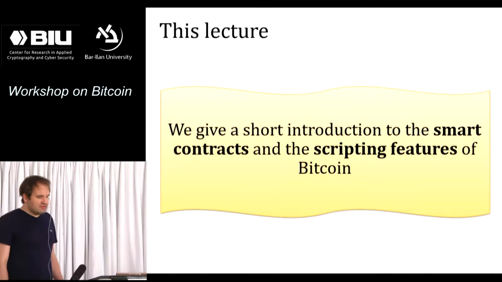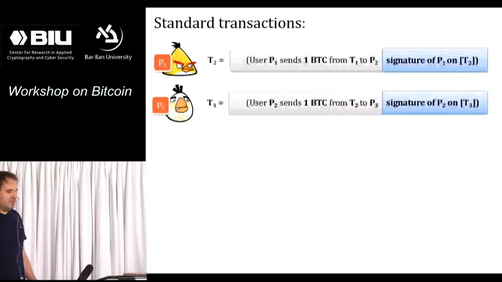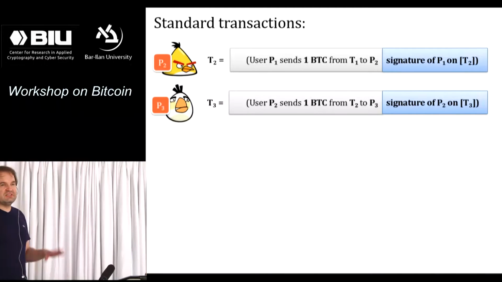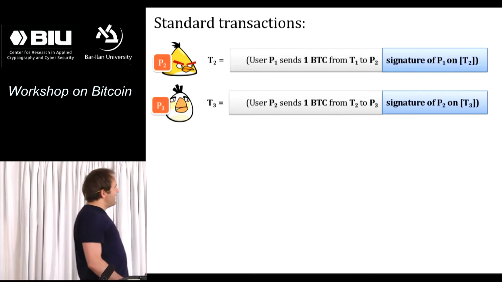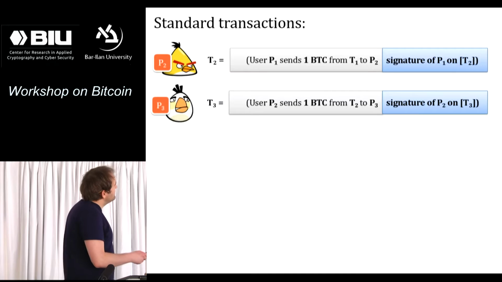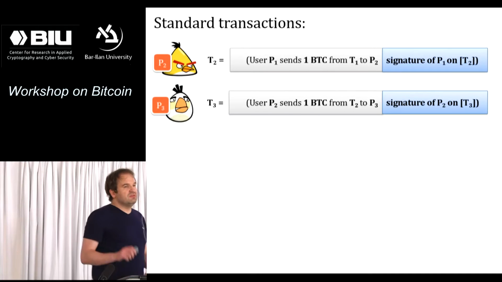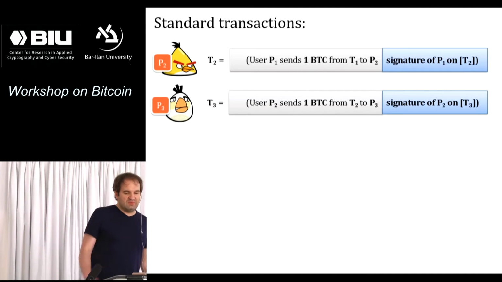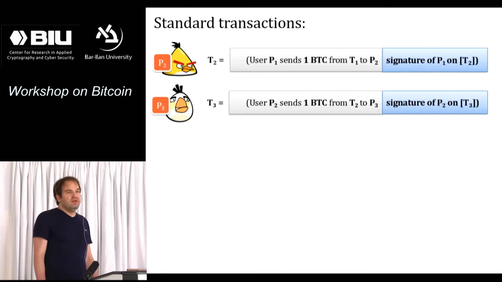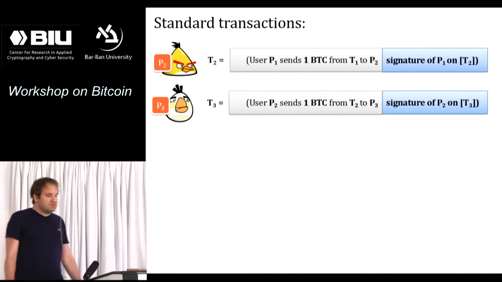Okay, so basically it's all about generalizing what a transaction is. We have this thing called standard transactions. These are the transactions that we have seen so far, and the transaction was always like this: user P1 sends some money to user P2 from some transaction. The money is 1 Bitcoin or something like this, and then the signature of this user, right? And the whole idea is to generalize this thing.